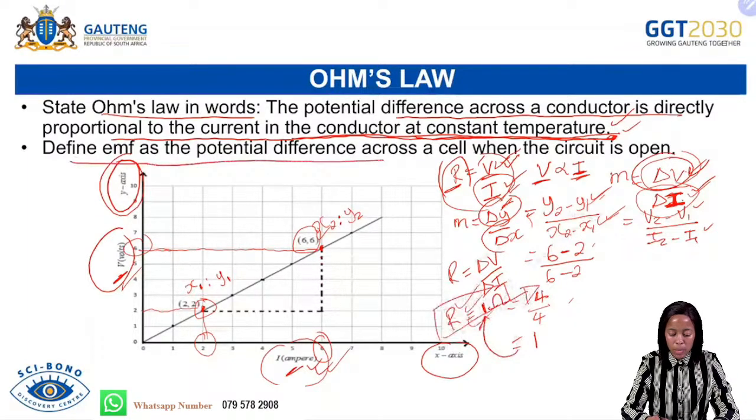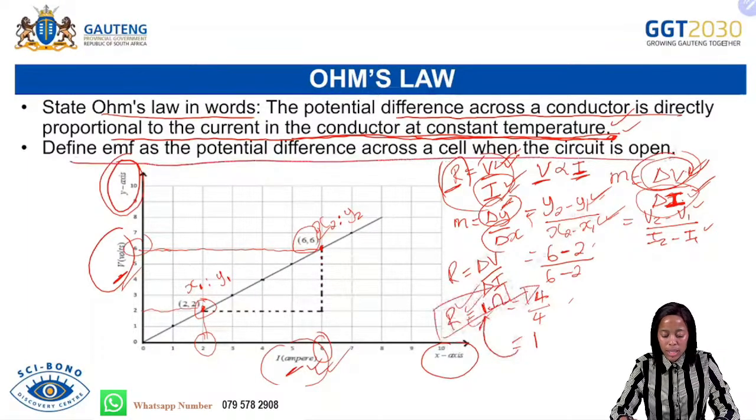And then we talked about this one. It says define EMF as the potential difference across a cell when the circuit is open. So we are saying that the EMF would be the potential difference that you are going to measure when you have placed what?